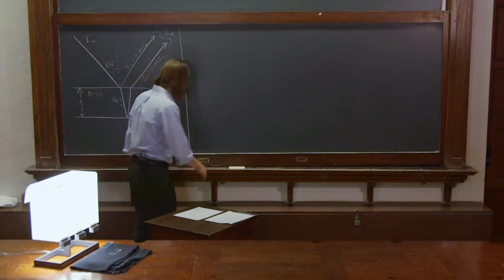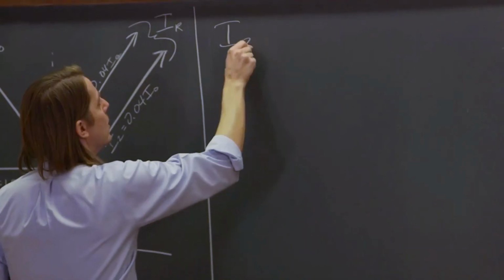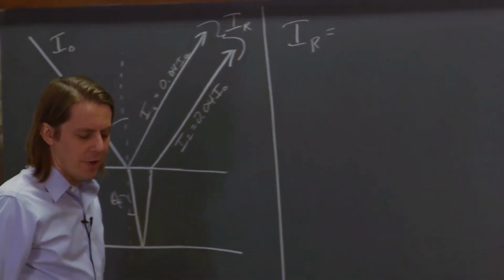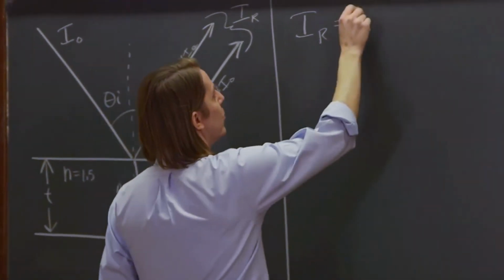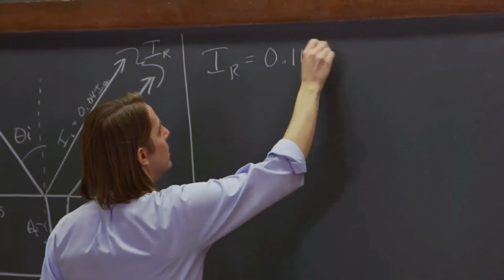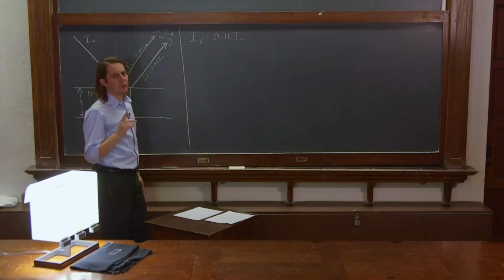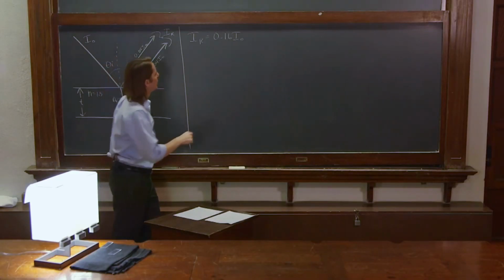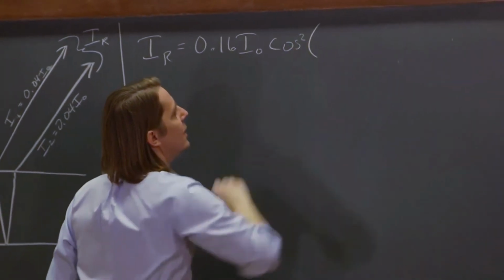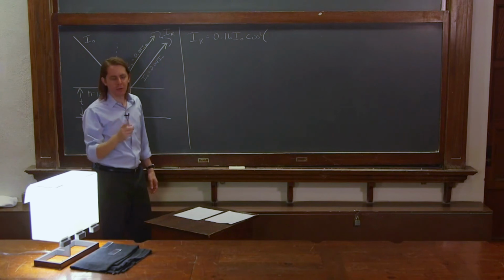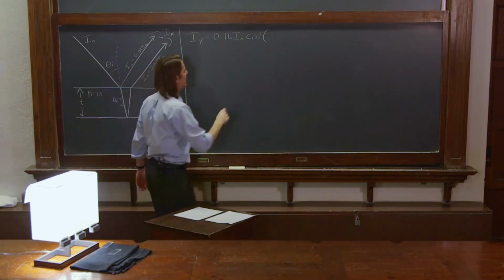Now we can put that phase factor in, and we get that the irradiance of the reflection is, let's see, we had 4 times 0.04, that's 0.16 I naught. And I'm going to the cosine squared version. That's what the 0.04 is about, squared. And then delta, and it's actually delta over 2. I think in the previous board I forgot the 1/2 in the delta, so we'll stick it in later.